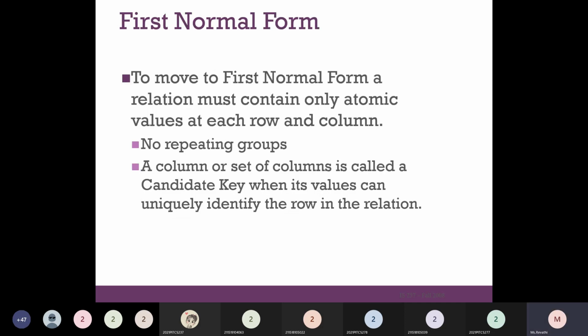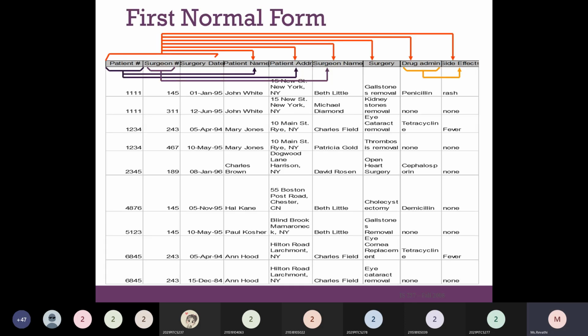By using the first normal form. The first normal form prescribes that each relation must contain only atomic values at each row and column. There should be no repeating groups. A column or set of columns is called a candidate key when its values can uniquely identify the row in the relation. There shouldn't be any repeating groups. Each row and column must have atomic values, single, no composite, single atomic values.